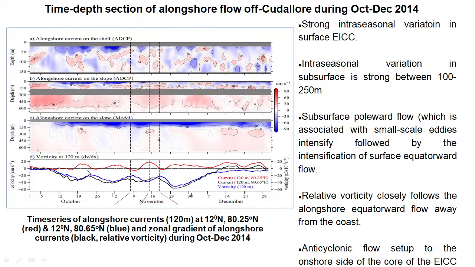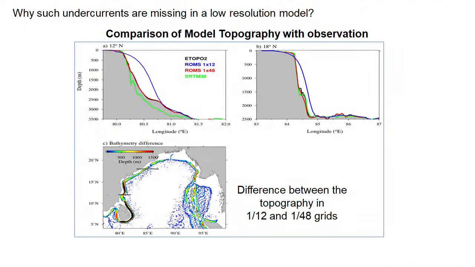So that means the variation in the currents slightly away from the coast, or the core of the EICC, actually determines the variability of the undercurrents, which gives an indication that the intraseasonal variation in the alongshore currents or the EICC must be the driving factor for the initiation of these small scale eddies. It must be coming out of the shear of this EICC. That's what we could understand from this analysis. Why we did not get this right in the low resolution model?